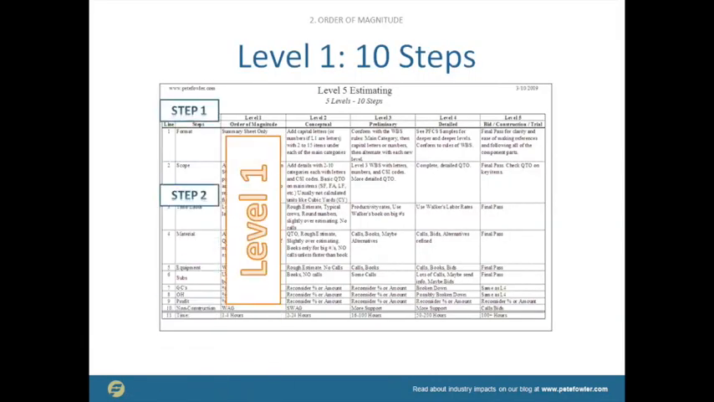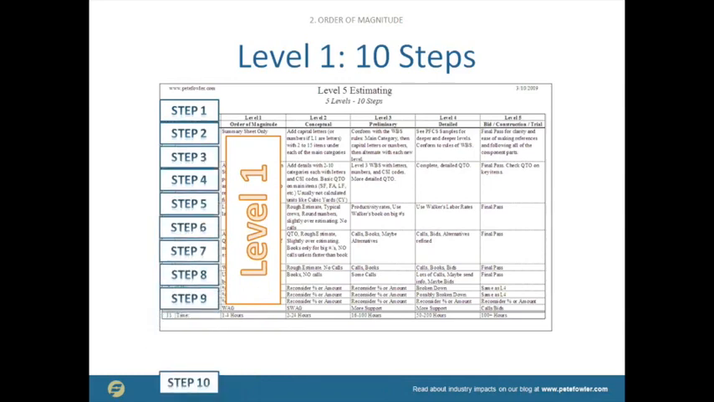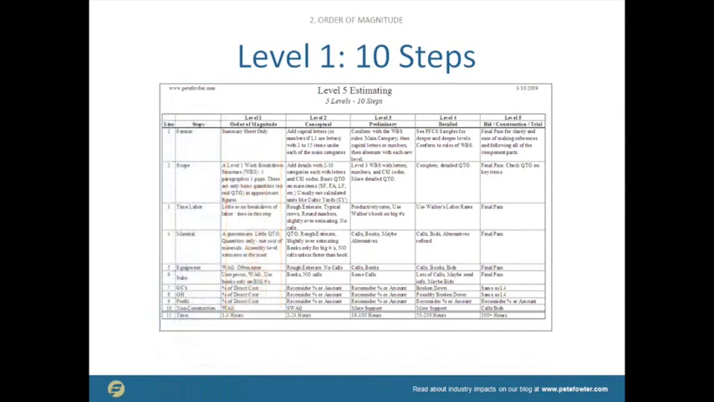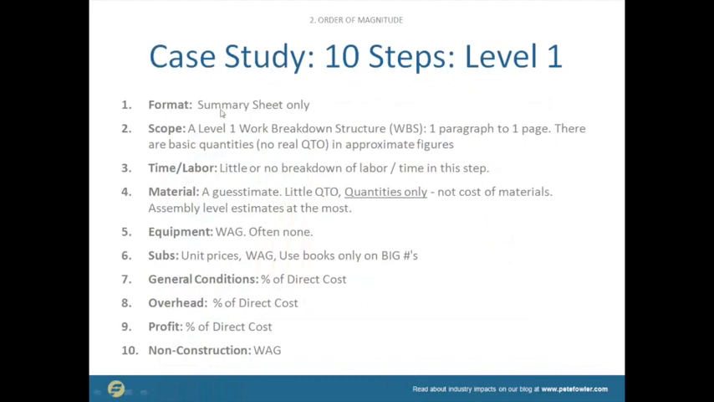So level 1, we're just going to walk through these steps, outlining the scope and the budget, the scope and the schedule and the labor and the materials. So here we're going to create a summary. We're only going to use a summary sheet. This is going to be a 1-page level 1 estimate. The scope of level 1 work breakdown structure is just 1 paragraph to 1 page. There are some basic quantities, no real quantity takeoff. These are approximate figures. We're trying to get an order of magnitude so people can start making decisions about whether they want to move forward or not.